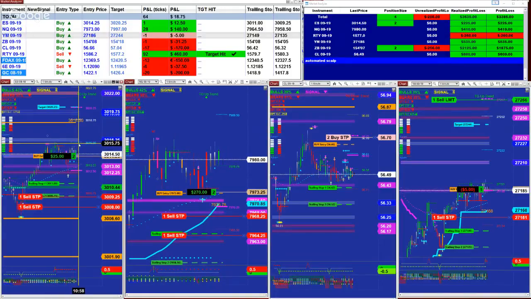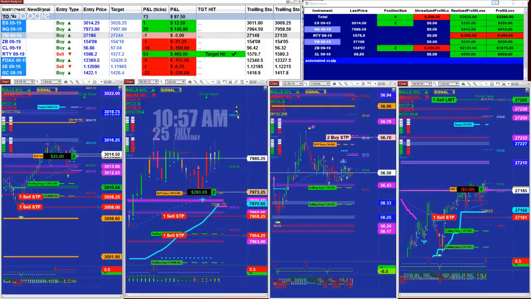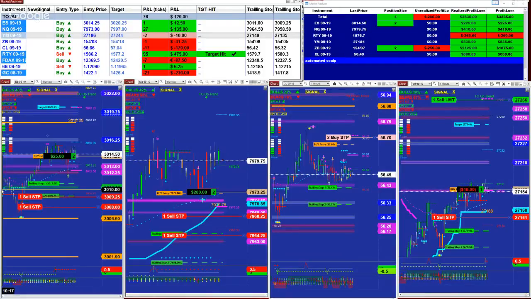And if this ES is not able to break that, we're looking for a chop. It's 10:57 now, so we're looking for chop until 12 o'clock. So let's see what the outcome is on this.